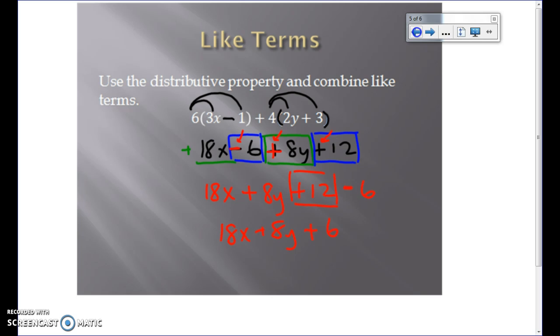All right, that's it for today. Combining like terms in the distributive property, and that's it.